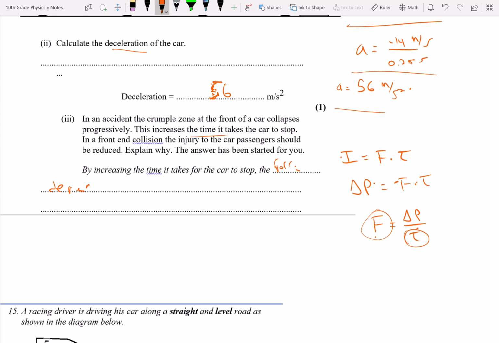And since it's the force that we feel, the force is the thing that causes injury. How much force is exerted is how injured you get. Because we're decreasing the force, that leads to less injuries, right?